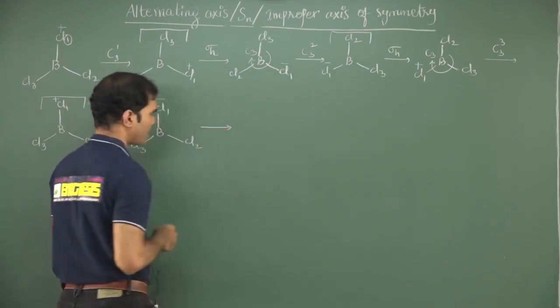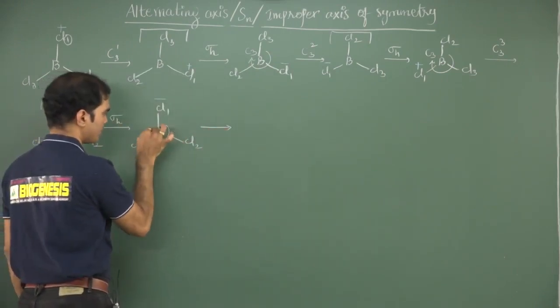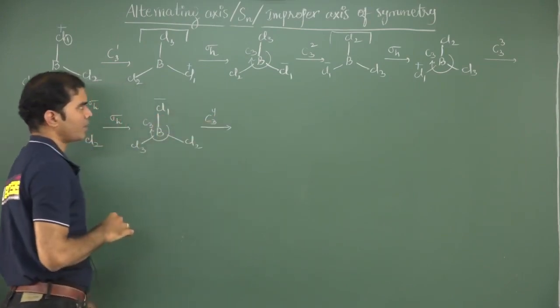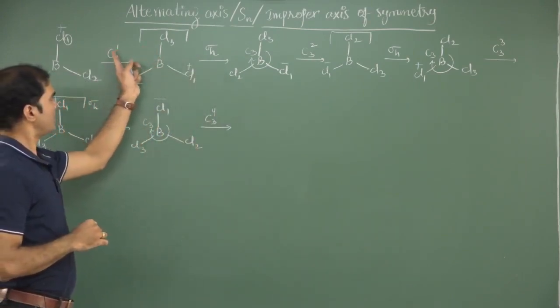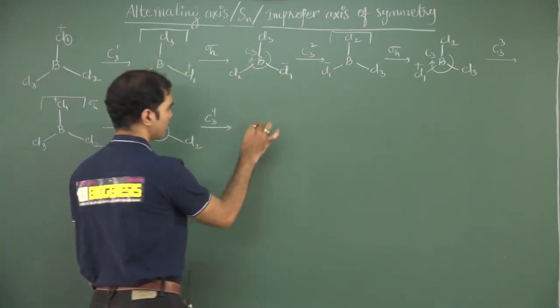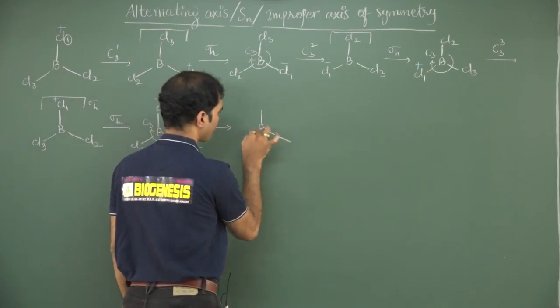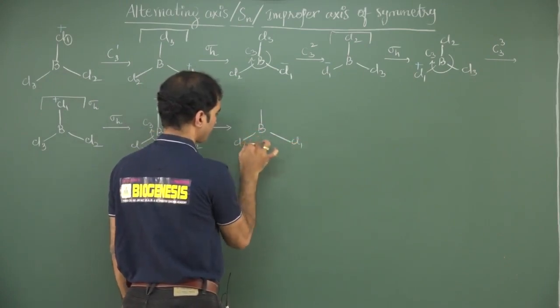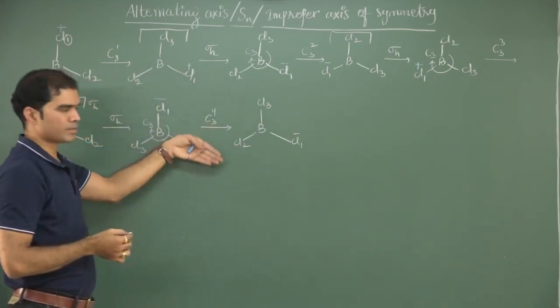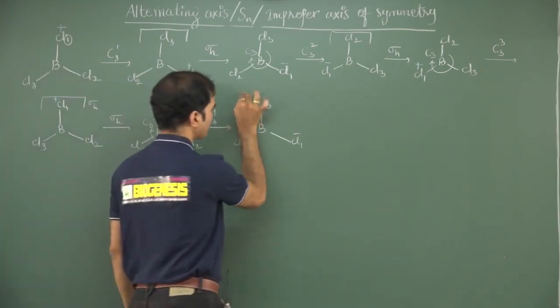Again rotate and reflect until you get identical structure. So I am trying to rotate again. This is for the fourth time I am rotating. Every time I am numbering it, C3 for the first time, second time, third time. Now it is moving as minus only. Then I pass a plane.